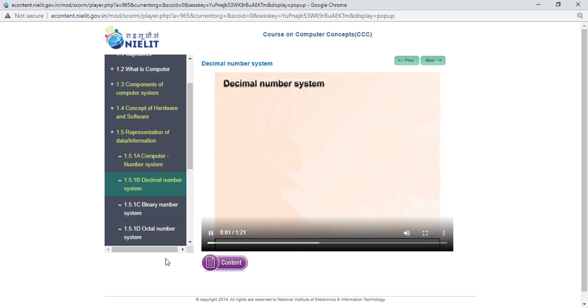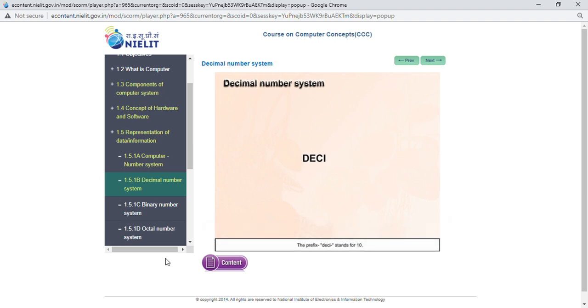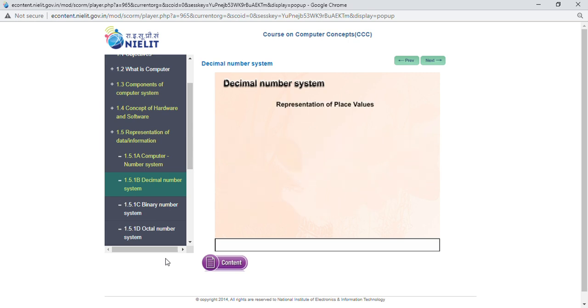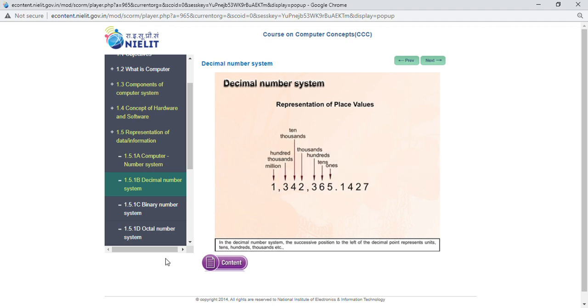Decimal number system. The prefix deci stands for 10. The decimal numbers are specified with base or radix 10, for example 3456 base 10 or 3456. It consists of 10 digits: 0, 1, 2, 3, 4, 5, 6, 7, 8 and 9. Representation of place values. In the decimal number system, the successive positions to the left of the decimal point represent units, tens, hundreds, thousands, etc.